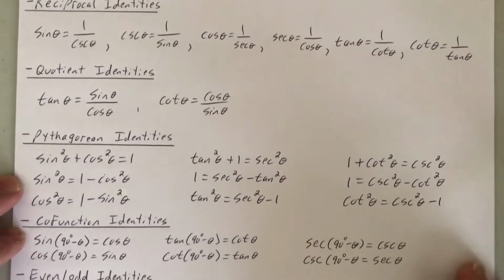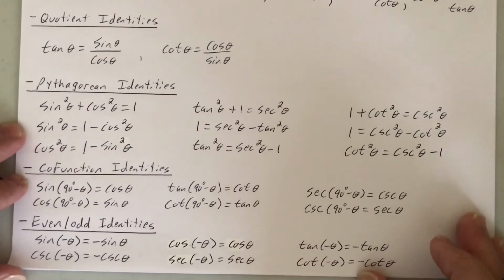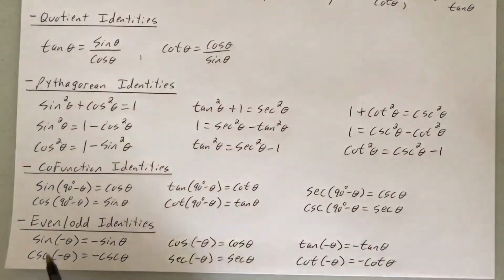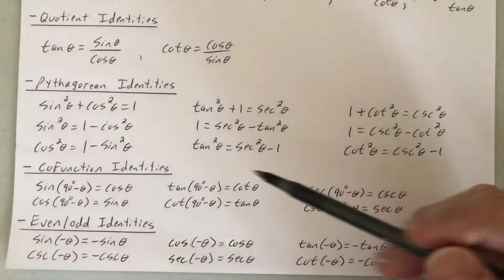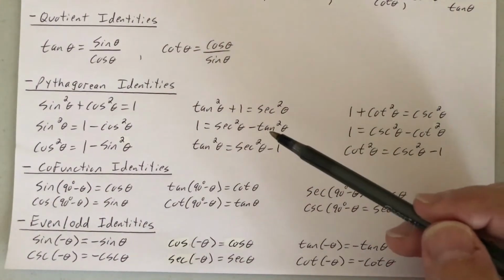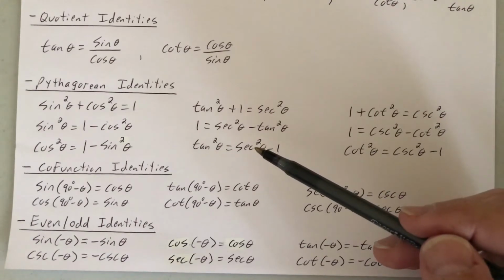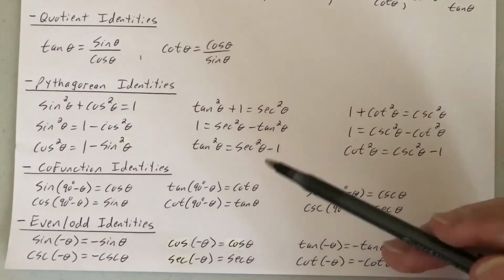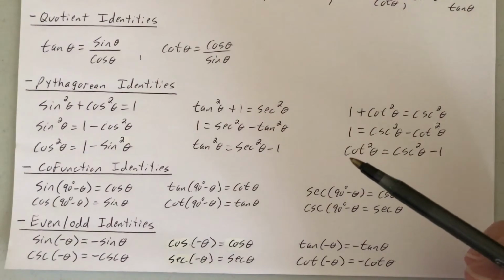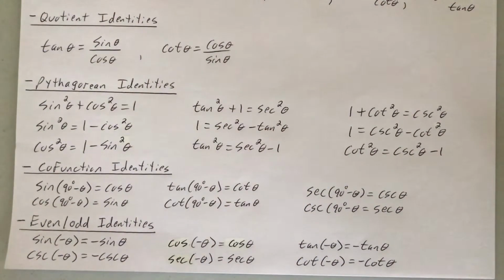And then the last grouping that you probably can't see till I scroll this up, you got your cofunction identities and your even odd identities. So again, we're going to use all of these to simplify a trig expression or to verify trig identities. And I'm going to go through that process with you. So let's go ahead and take a look at the first example.